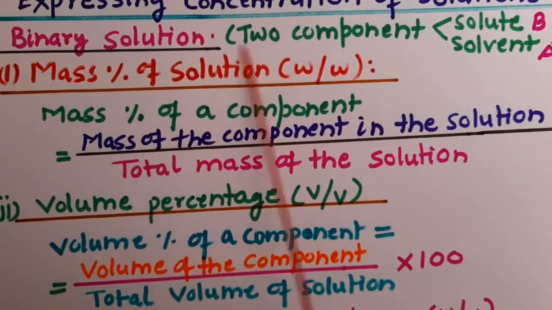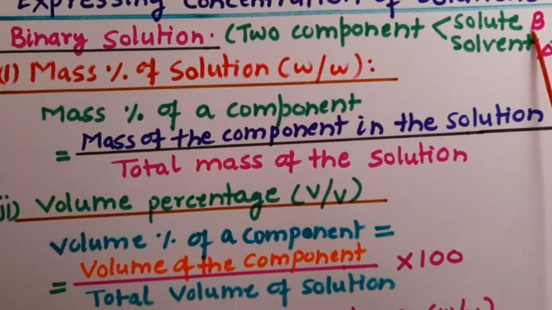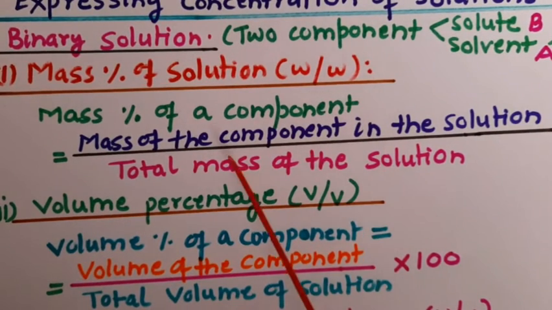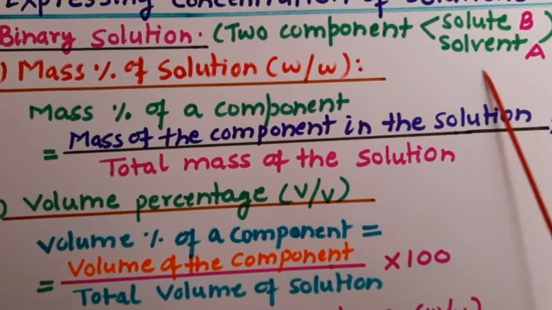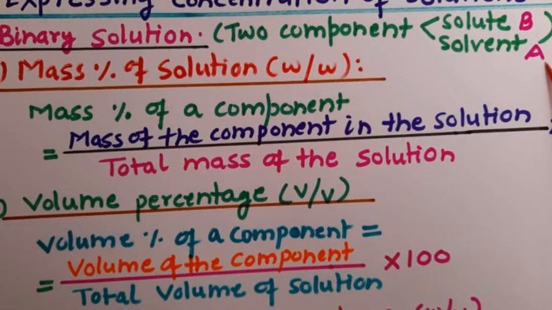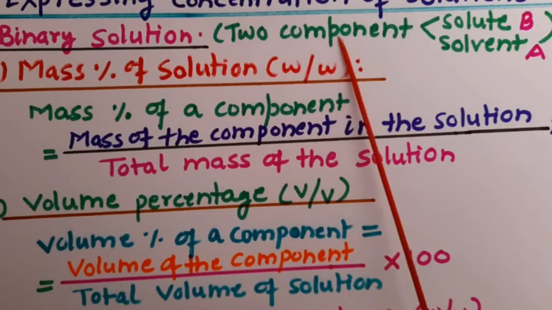Now, if there are only two components and you have calculated the mass percentage of the solute, then by subtracting it from 100, we can get the mass percentage of the solvent, because the solution contains two components only here.